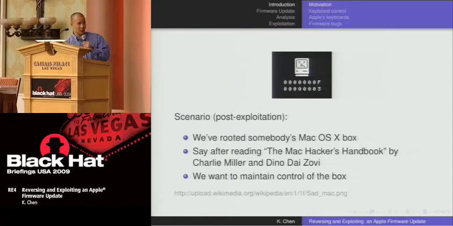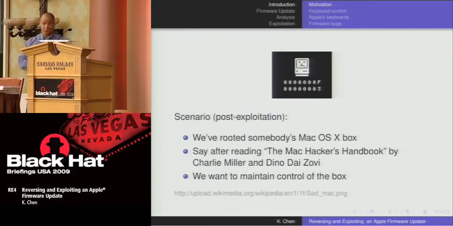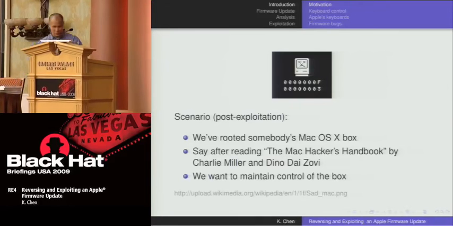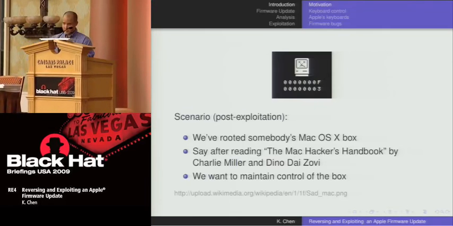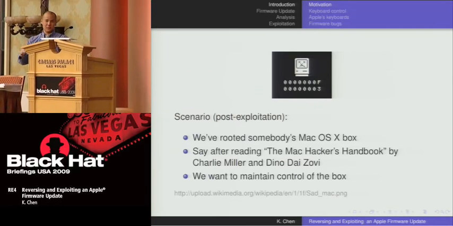Okay, so this is the scenario, and I want to emphasize that this is all post-exploitation. What's happened is we've taken over somebody's Macintosh, however you do it. Say you read Dino Dai Zovi and Charlie Miller's book, The Mac Hacker's Handbook, which is a great book, by the way. You found some zero-day, or you social engineer somebody, whatever, and you've taken over their box and you want to maintain control of it. No matter what, you need to have access to this machine.